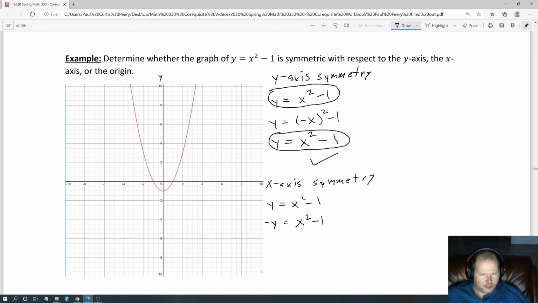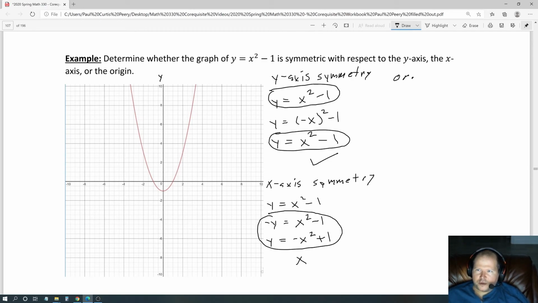And there's no algebraic manipulation that I can do to this one to make it match. So for instance, if I multiply or divide everything by a negative 1, I'd flip the signs. This would just turn into y is equal to a negative x squared plus 1. So neither one of these matches the original. It doesn't matter. I can make the left match, I can make the right match, but I can't make the right and the left match. So this does not have x-axis symmetry.